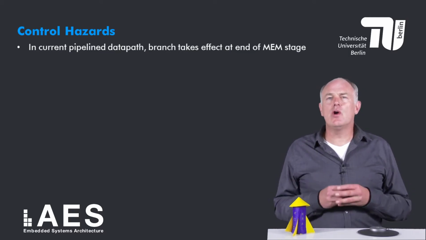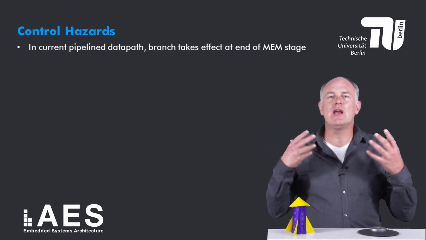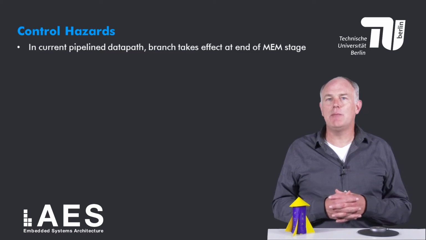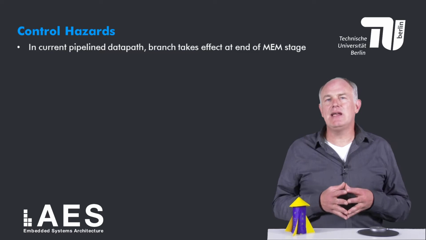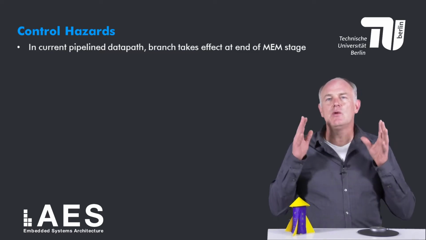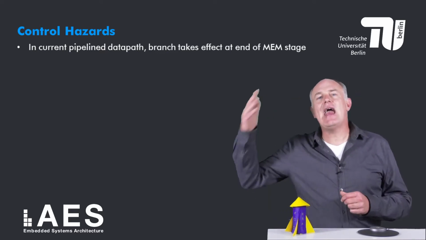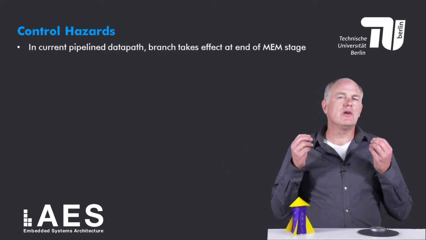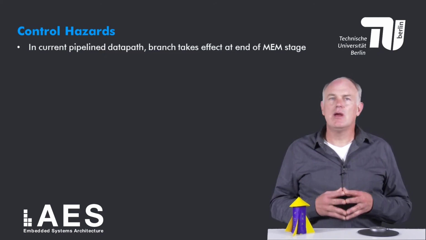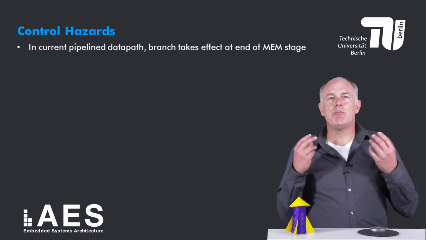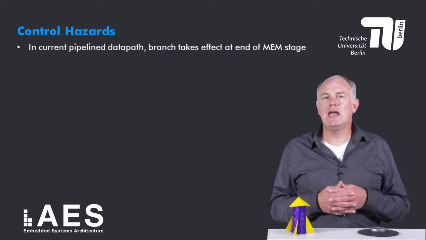Control hazards occur because the processor does not know the outcome of a branch when it needs to insert a new instruction into the pipeline in the fetch stage. In particular, in our current pipeline data path, branches are executed in the mem stage, which means they actually take effect at the end of the mem stage. To understand control hazards, let's again draw a pipelining diagram. You will have noticed by now that pipeline diagrams are very useful to understand what is going on in a pipeline.